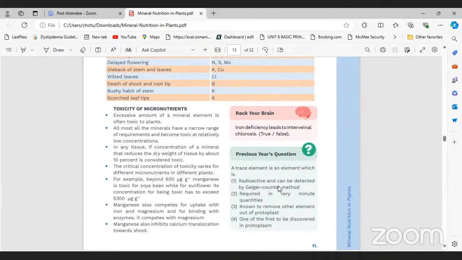It varies for different plants. For example, manganese at 600 micrograms per gram is toxic for soybean, while for sunflower it becomes toxic only beyond 5300 micrograms. Manganese also competes for uptake with iron and magnesium, and it binds with enzymes. It competes with magnesium and inhibits it.